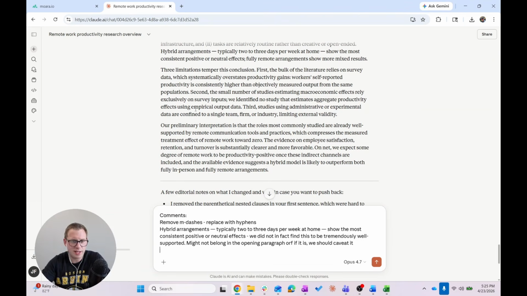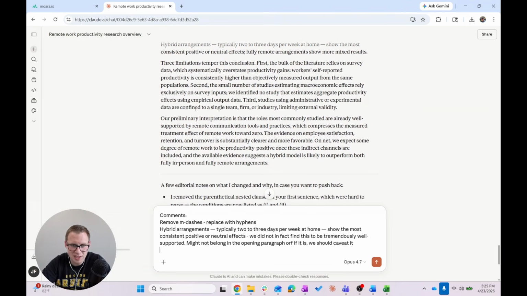All right, let's read through this, and again, then we'll close out. 3 limitations temper this conclusion. Not really the language I would use. That's something I'm going to tweak when I get into Word. First, the bulk of the literature relies on survey data, which systematically overstates productivity gains. Good. Workers, yep. Second, the small number of studies estimating macro rely exclusively on survey inputs. I might want to italicize exclusively since it's the same kind of point as made before.